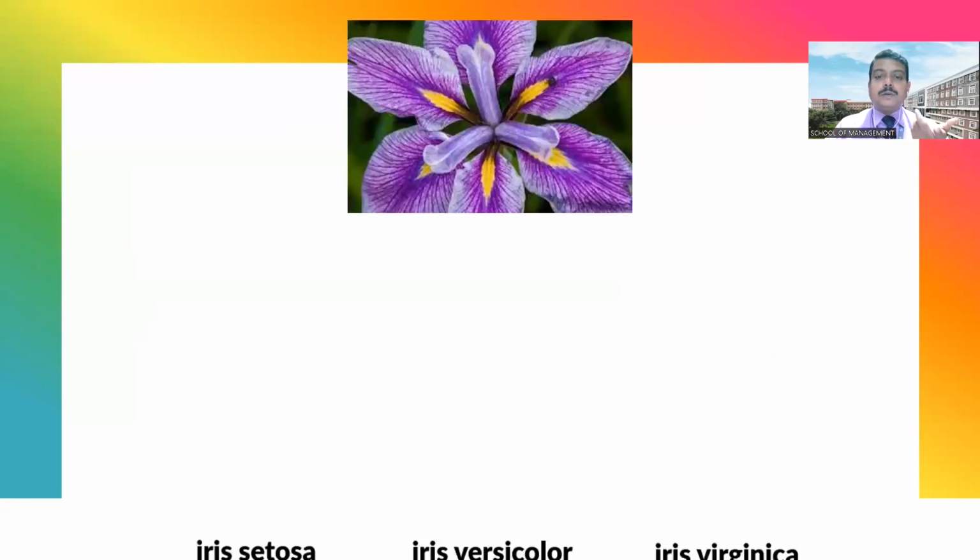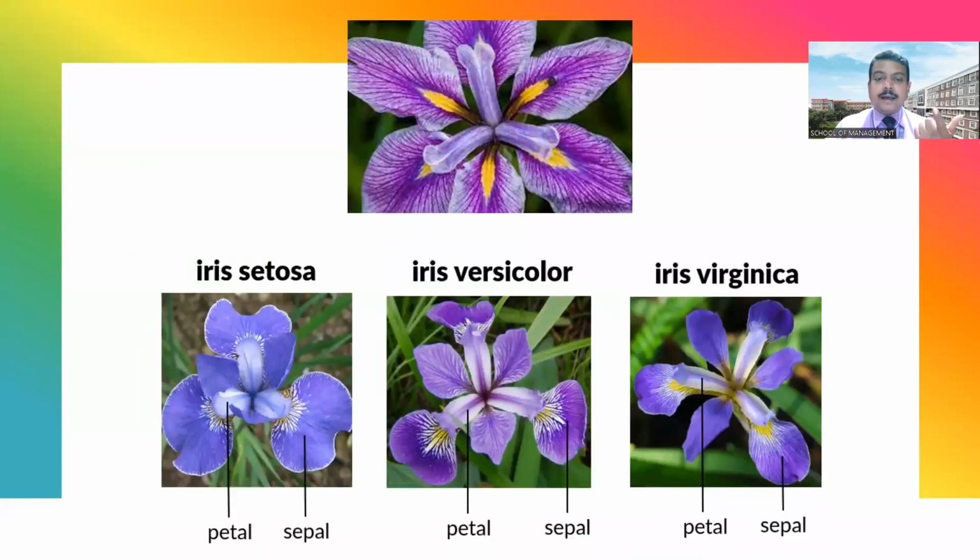So here I have a flower. This is an iris flower. This iris flower has got three types: iris setosa, iris versicolor, and iris virginica. How they differentiate these flowers is based on their sepal and petal length and breadth, based on which these flowers could be differentiated, whether it is iris setosa, versicolor, or iris virginica. So I have a data sheet.